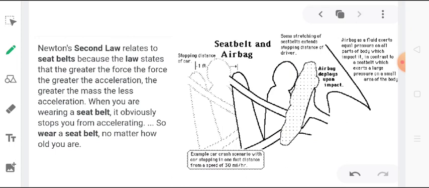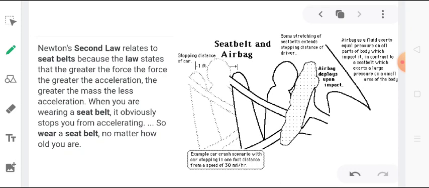Nowadays we are also having airbags fitted in the car. So both seat belts and airbags are fitted in the car to help us in case of any accident, to avoid any injury. So Newton's second law relates to seat belts because the law states that the greater the force, the greater is the acceleration. The greater the mass, the less acceleration. When you are wearing a seat belt, it obviously stops you from accelerating. So wearing a seat belt is compulsory.